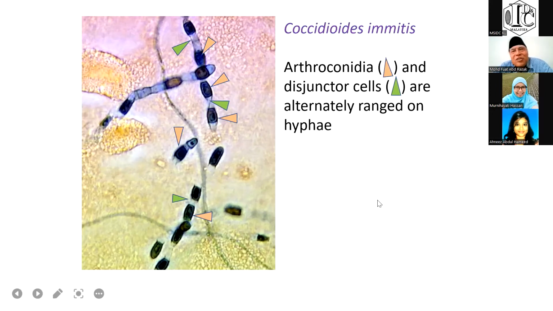So this is Coccidioides. It shows arthroconidia and disjunctor cells alternately arranged on hyphae. So this is the description for Coccidioides immitis. It has arthroconidia, the spore-forming, I mean, this is the reproductive structure of Coccidioides, and there are also disjunctor cells in between two arthroconidia.